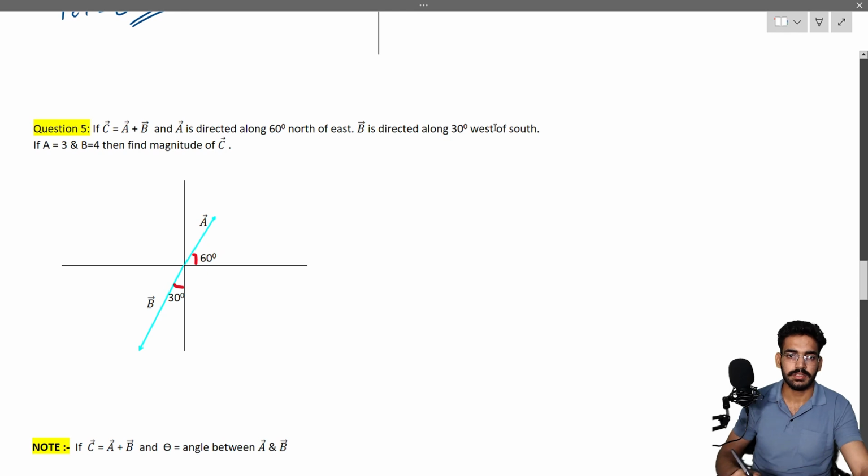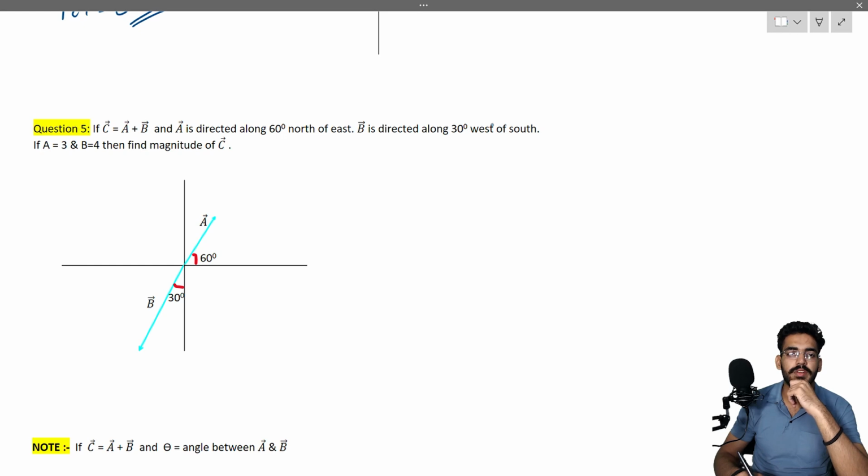We have the next question. So this is the question. If C vector equals A vector plus B vector, and A vector is directed along 60 degree north of east, and B vector is directed along 30 degree west of south. If A equals 3 and B equals 4, then find the magnitude of C vector.